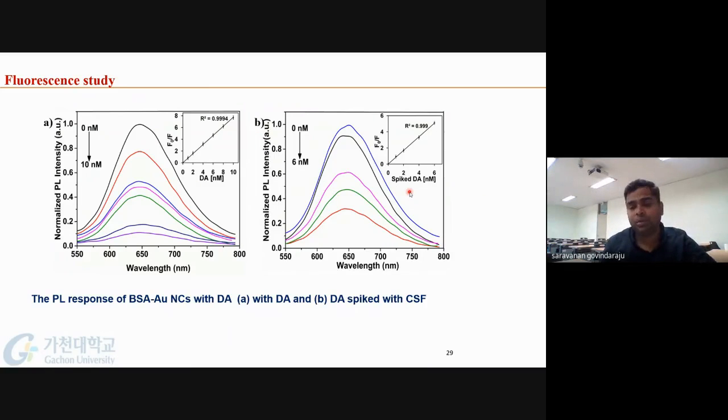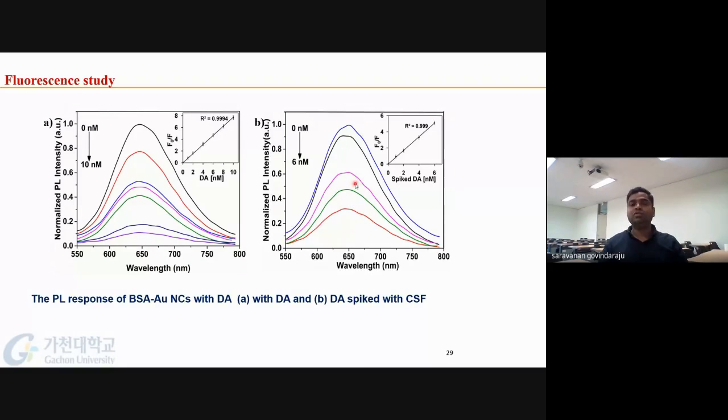Spiking means we add dopamine to the CSF, which increases the amount of dopamine already present in the CSF. That is the reason we spike the dopamine into the CSF. Based on the concentration, we chose 110 nanomolar, with the minimum being 0 nanomolar. Based on the concentration, the fluorescence was quenched gradually.